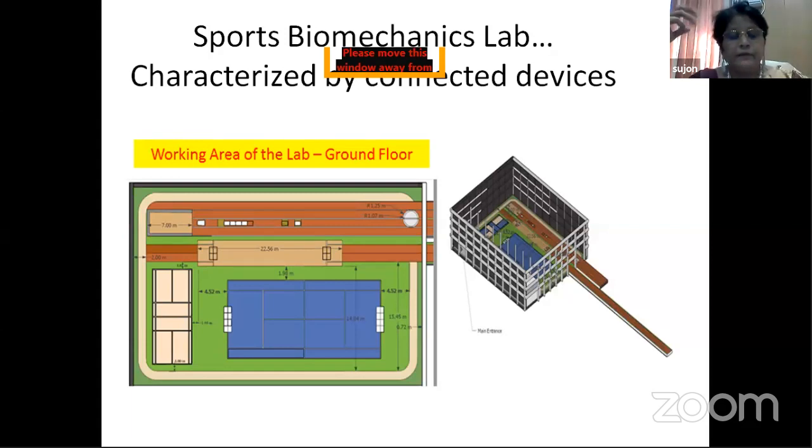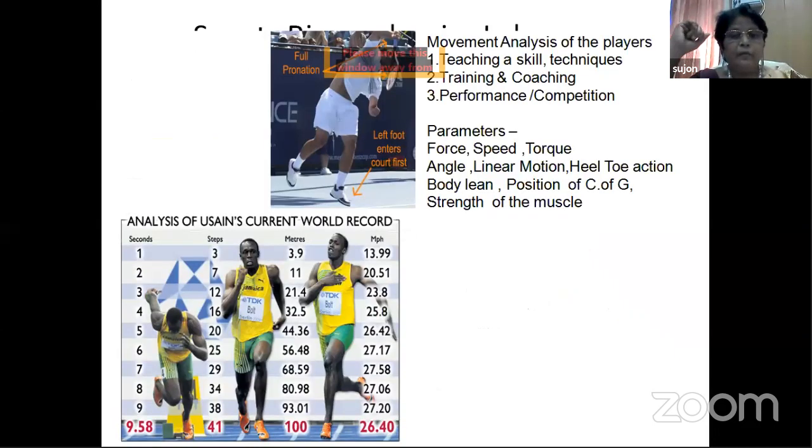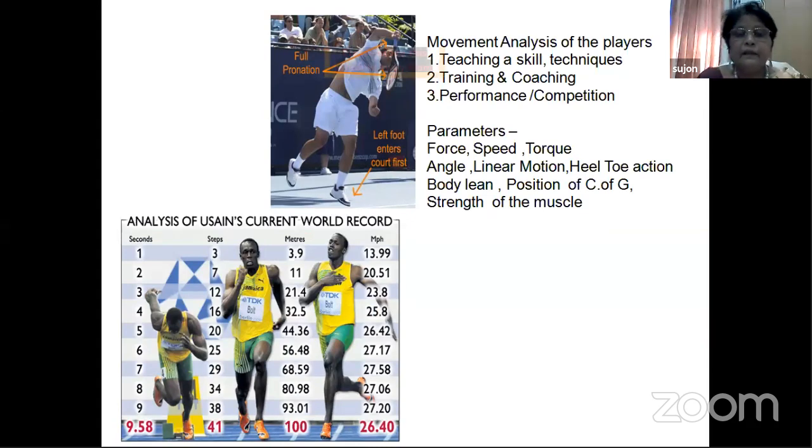In assessment, evaluation, and developing. So the next slide shows how we make the basic movement analysis of the players. Even when we start teaching a skill, the movement should be analyzed and the mistakes corrected. Even if he's a beginner or novice, he should be given lots of biomechanical input, so that even when he goes for maintaining equilibrium, he should lower the center of gravity and all those things. So it is not only for high level performance, it's for teaching a skill, technique, and other things.